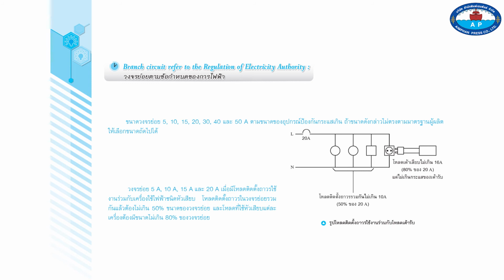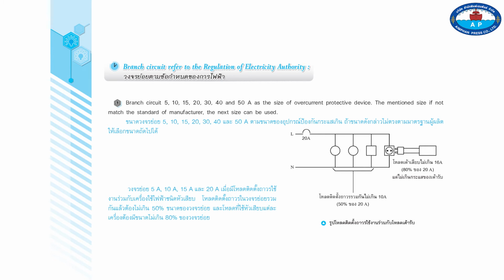Branch circuit: refer to the regulation of the electricity authority. 1. Branch circuits of 5, 10, 15, 20, 30, 40, and 50 amperes are the sizes of overcurrent protective device. If the mentioned size does not match the manufacturer's standard, the next size can be used. 2. Branch circuit of 5 ampere, 10 ampere, 15 ampere, and 20 ampere.